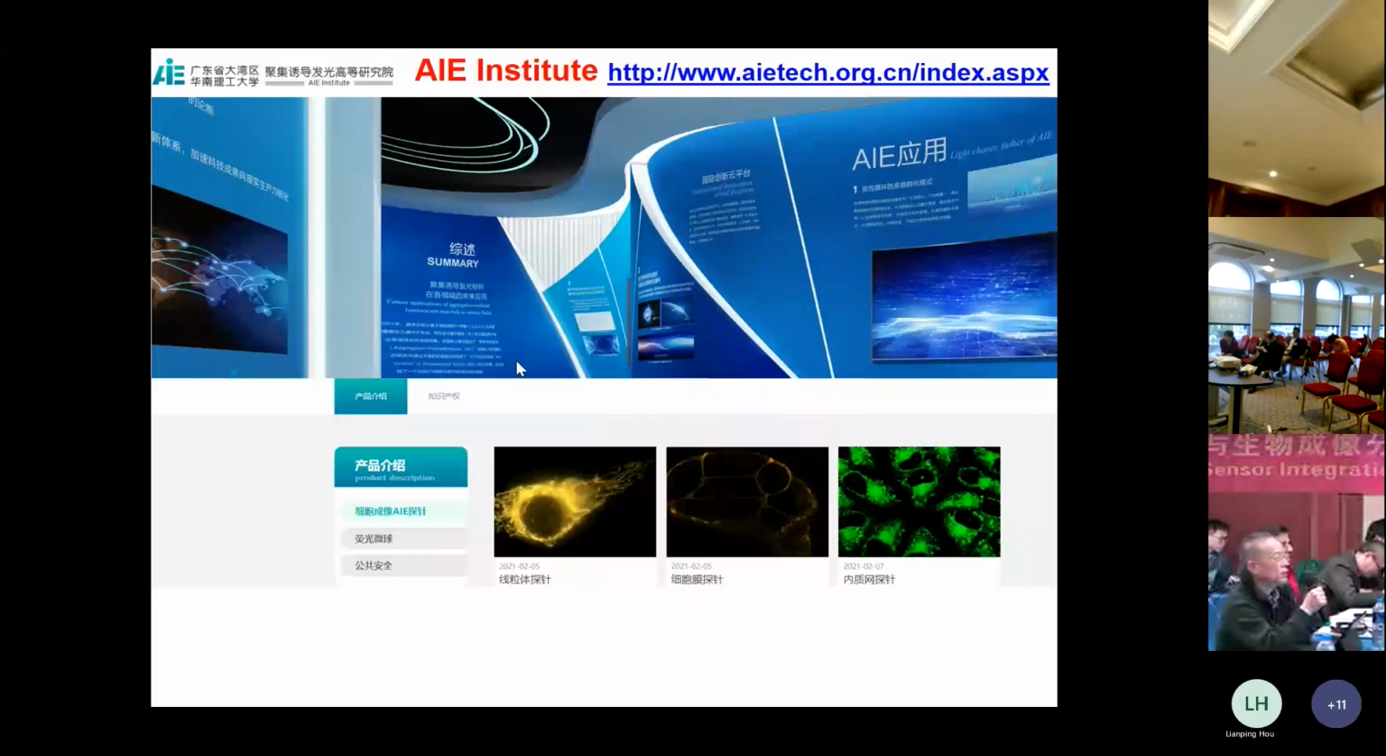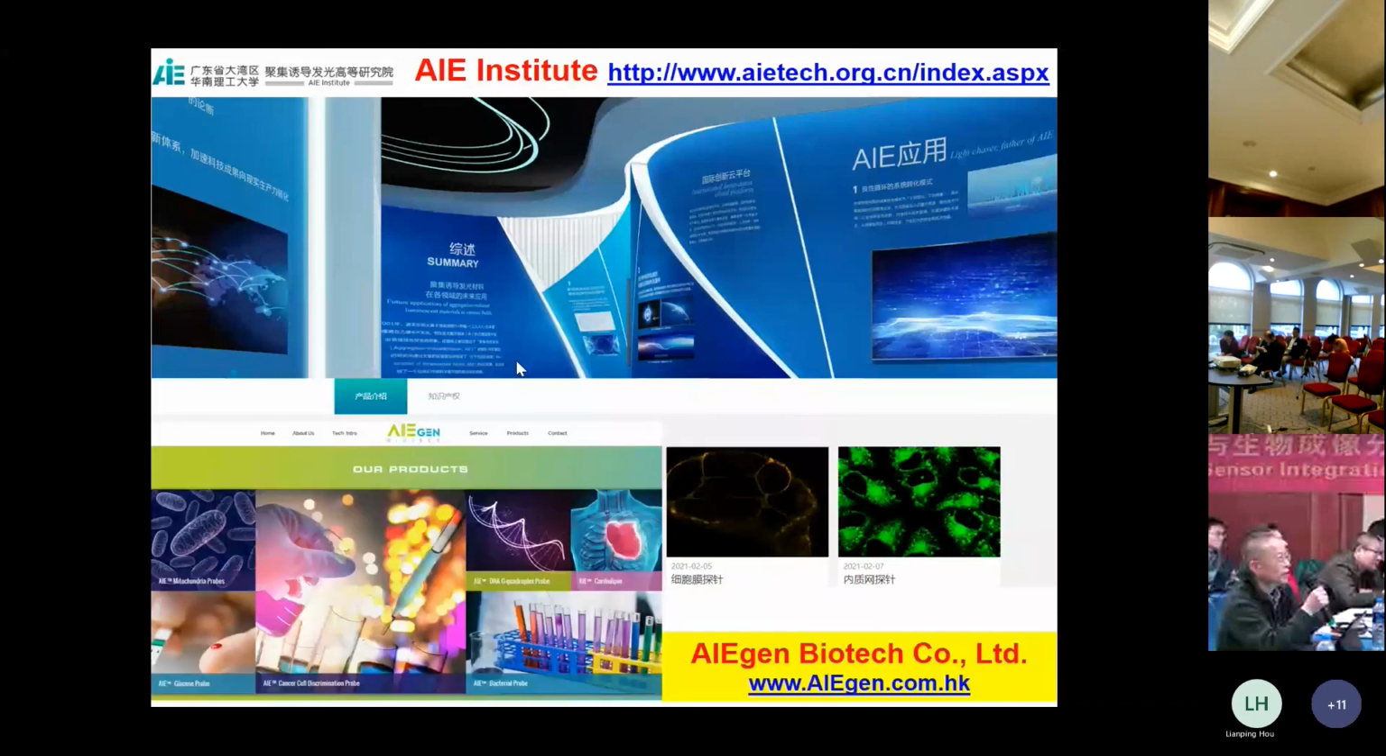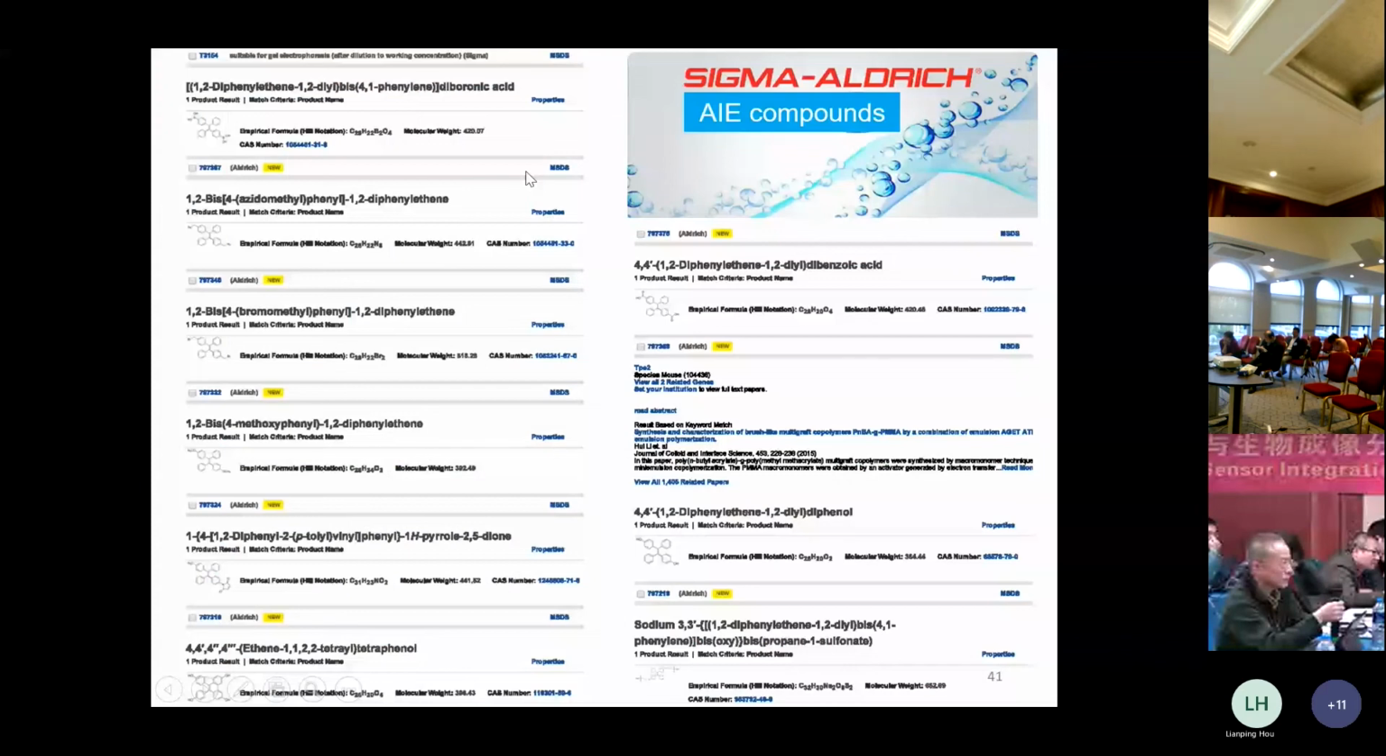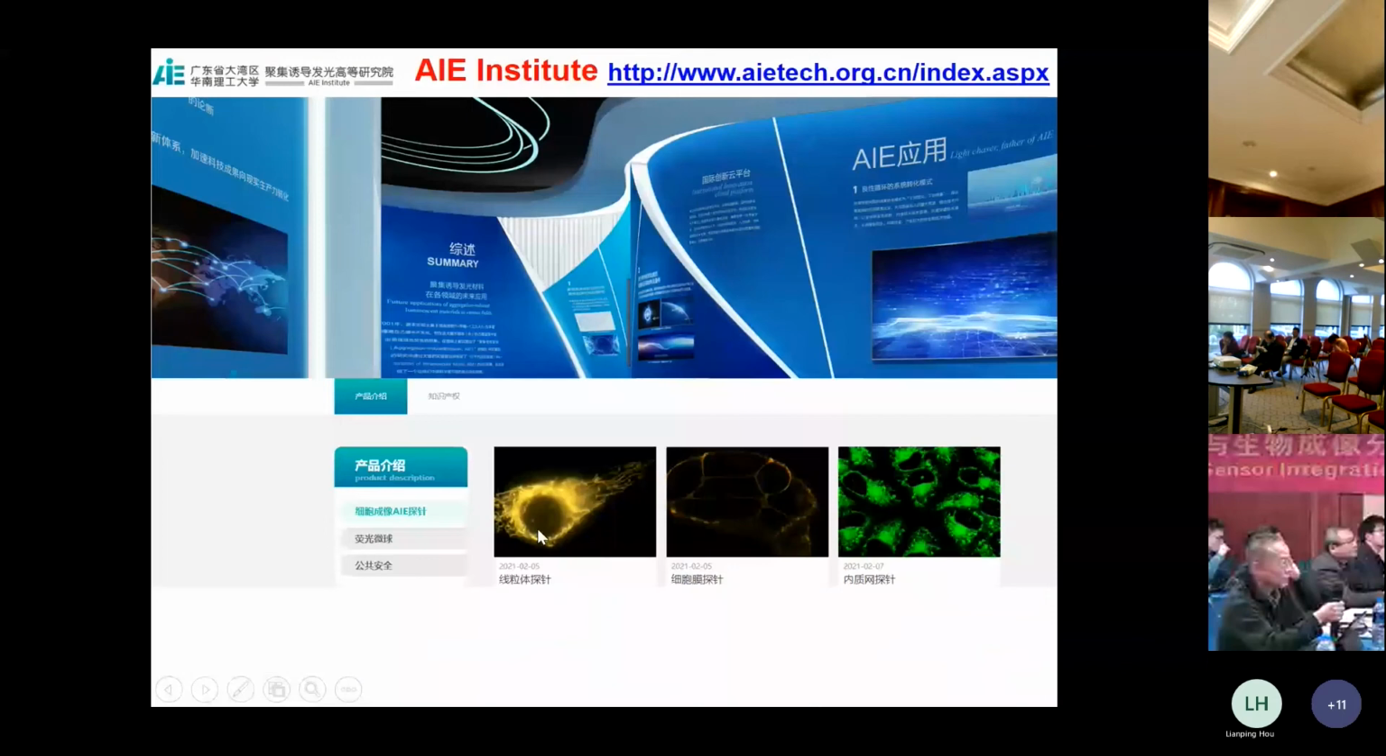Yes. We can sell you the nanoparticles, but normally, just like Sigma Aldrich does, they probably just send you the compounds. But if you need nanoparticles, yes, we have these nanoparticles here. If you want to have a lot of particles, we can send you a lot of particles. No problem. It's very easy.